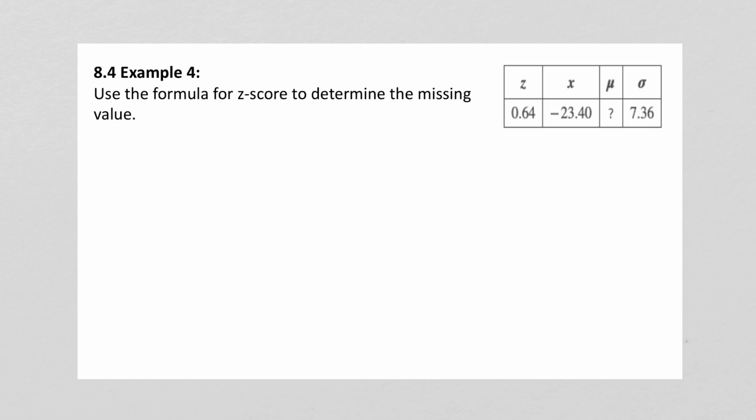Example 4 says, use the formula for Z-score to determine the missing value. So our formula for Z-score, this is for population because we have mu and sigma, would be our data point minus the mean, which in this case is mu, divided by the standard deviation, sigma. So this time we're looking for mu. We have z, we have x, we're looking for the mean. So we're just solving this equation.